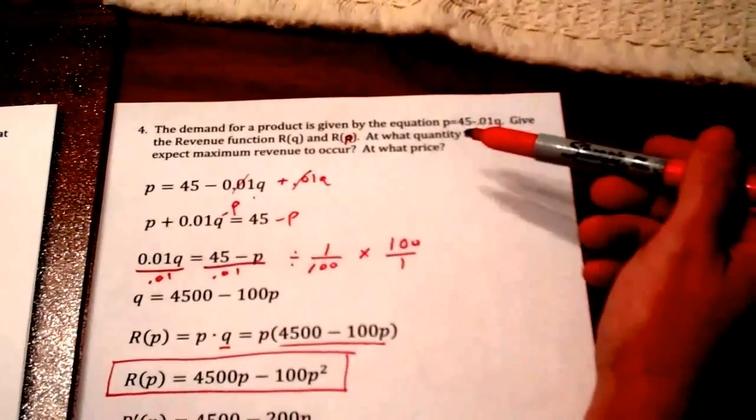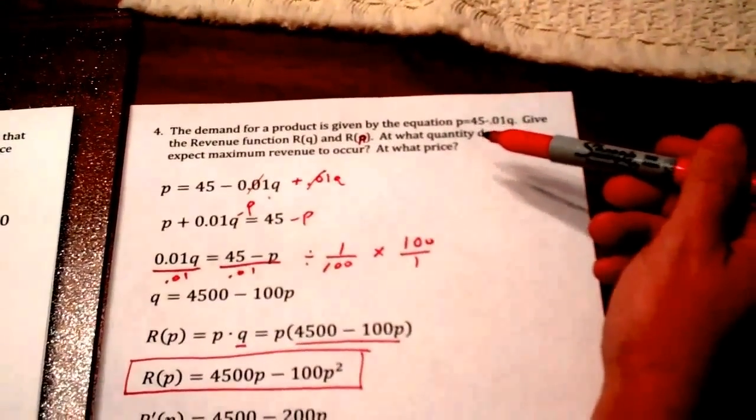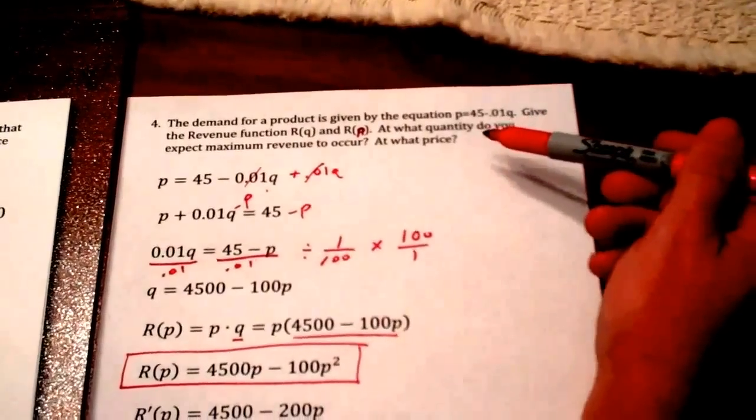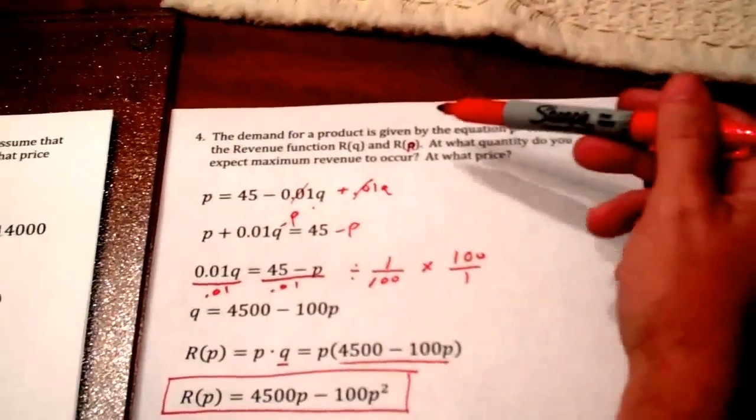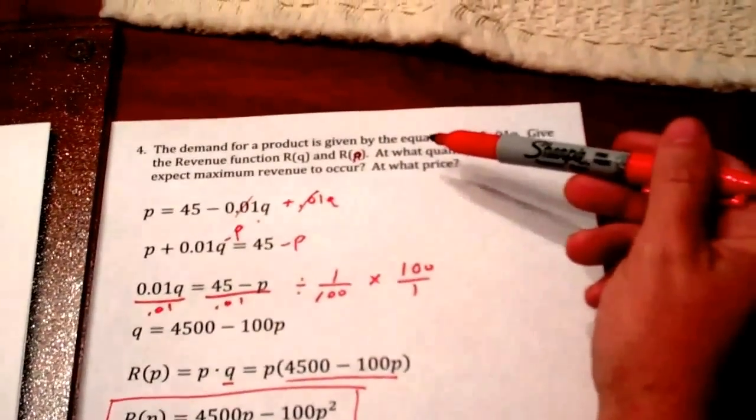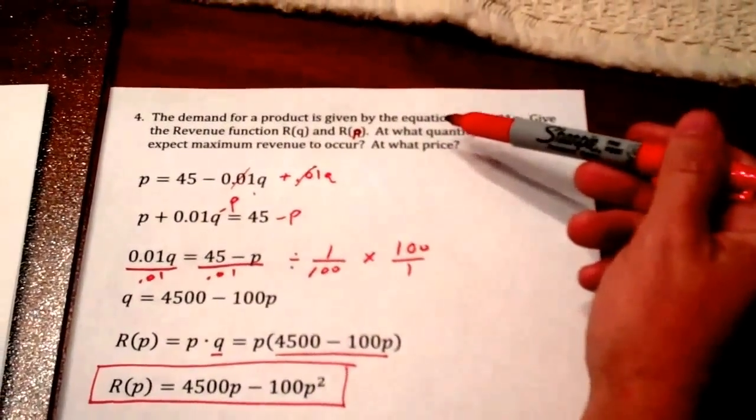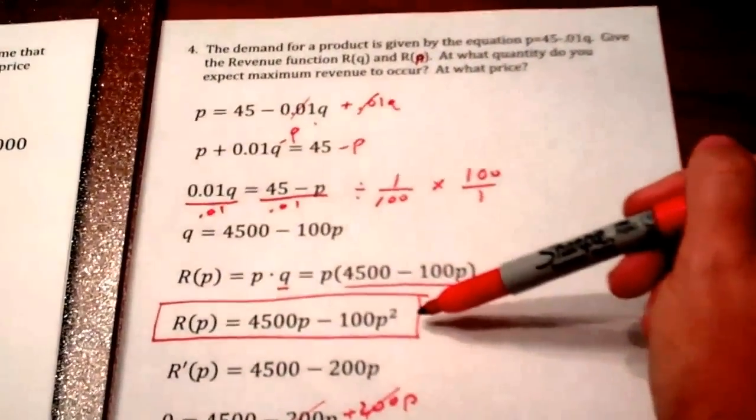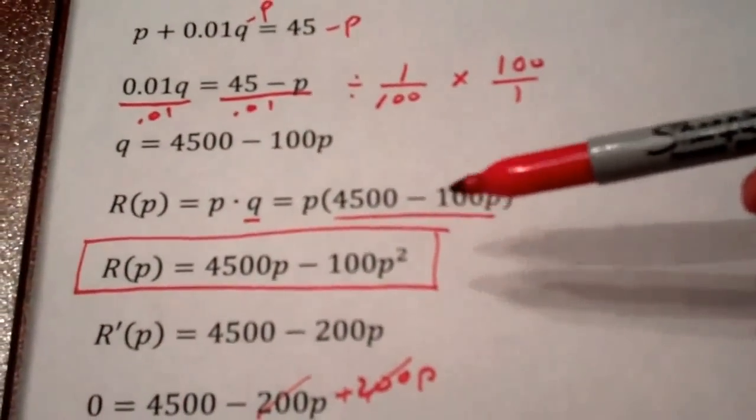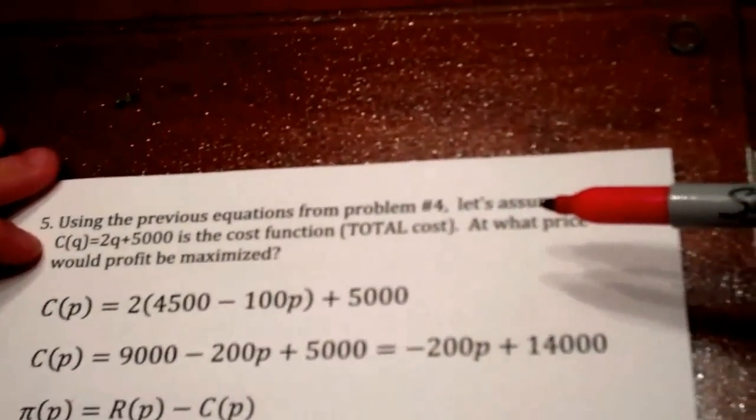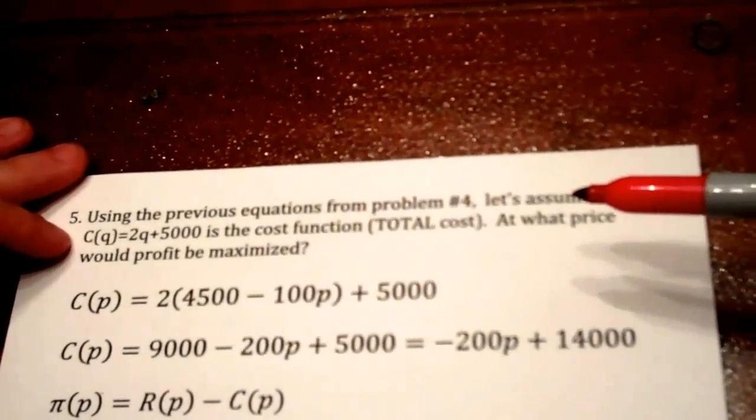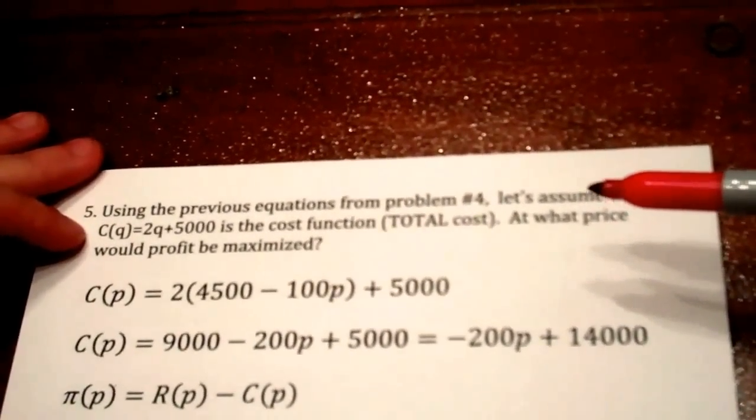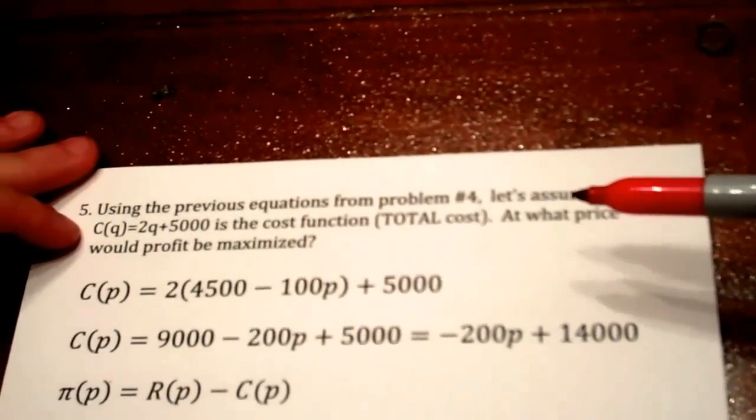I want to begin number 5 by having you refer back to the problem I just did, which was number 4. Remember, I gave you a demand equation, and we found the revenue based on price. That's the one I want you to pay attention to, because there's the equation that we used. In this problem, I've given you the equation for the cost based on the quantity that you produce. And from this, I want you to find at what price you will maximize the profit.